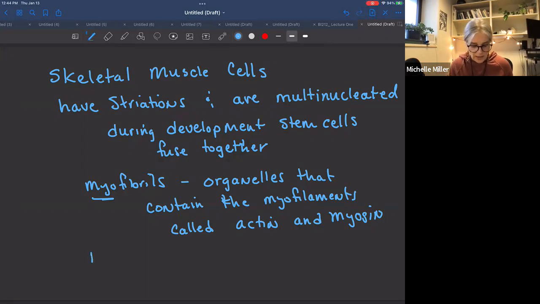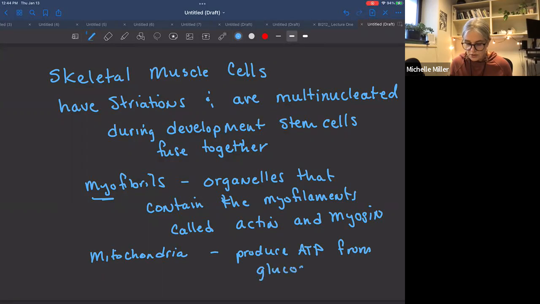We also have mitochondria. And if you remember from when you first studied cell biology, some people call this the powerhouse of the cell. The mitochondria produce ATP. We'll talk about the role of ATP in muscle contraction from sugar, which is glucose. So primarily glucose is the fuel that we use to power the production of ATP, which then powers muscle contraction.